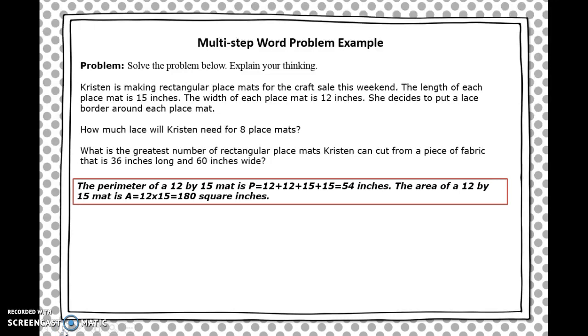The perimeter of a 12 by 15 mat is, and this is the formula, P, which stands for perimeter, equals 12 plus 12 plus 15 plus 15, which equals 54 inches, because the formula for perimeter is side plus side plus side plus side. The area, which is solved by multiplying the length times the width of this 12 by 15 mat, is 12 times 15, which is equal to 180 square inches.